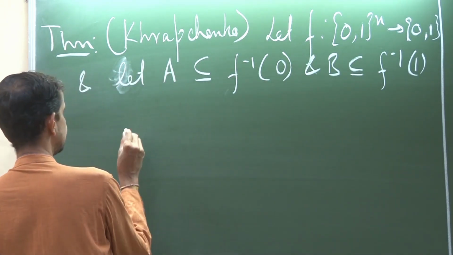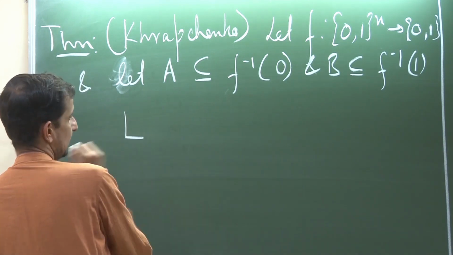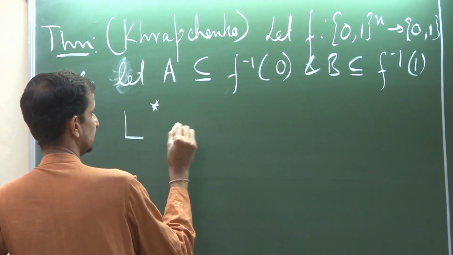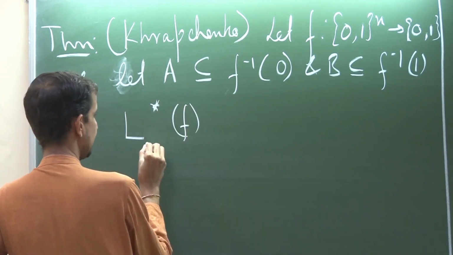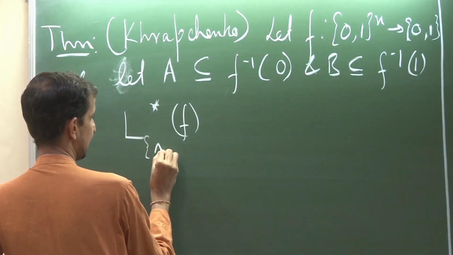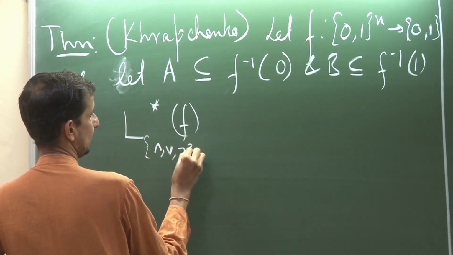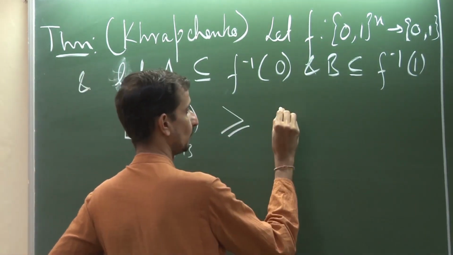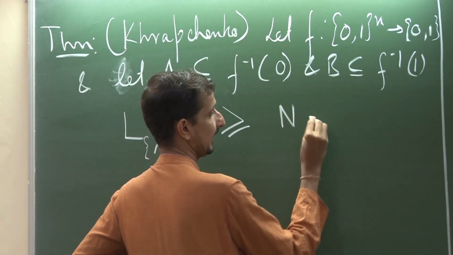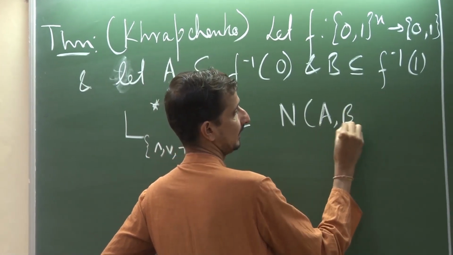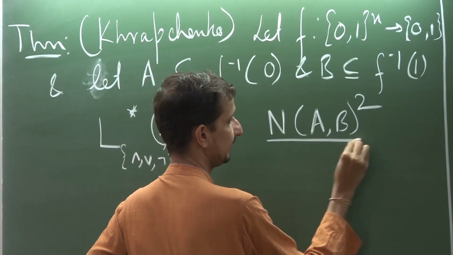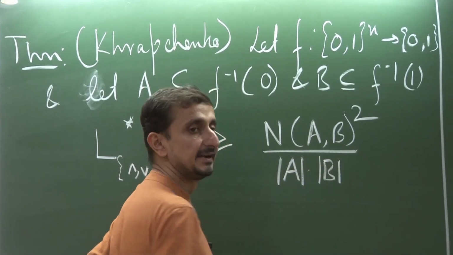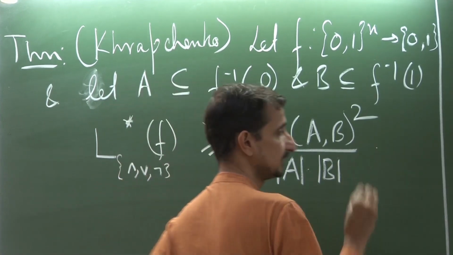Then what we have is that the size of the formula of the function f over the basis AND, OR and NOT is at least N(A,B) whole square divided by the cardinality of A times the cardinality of B. This is what we stated last time.